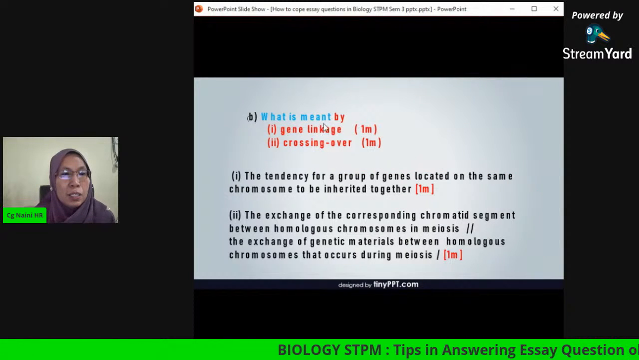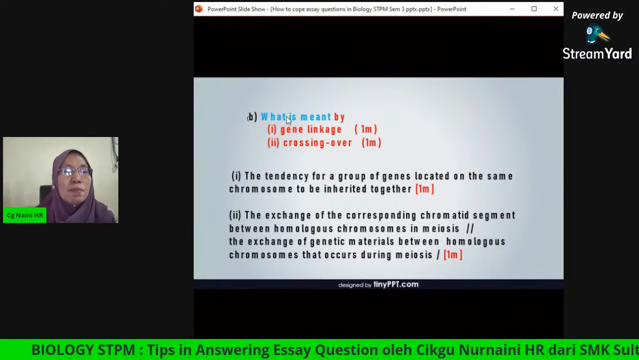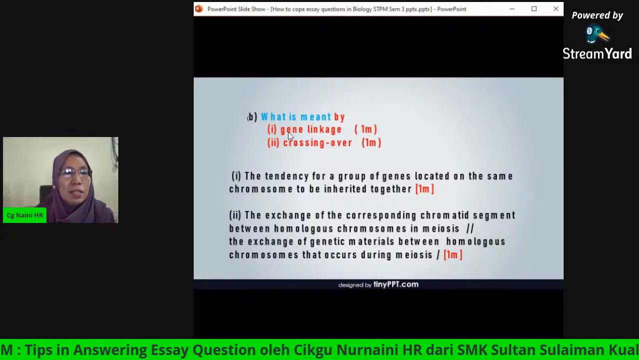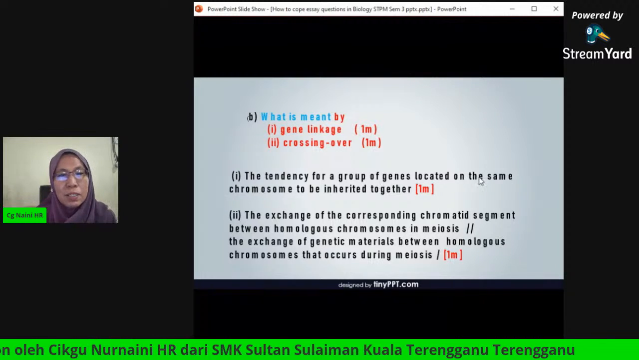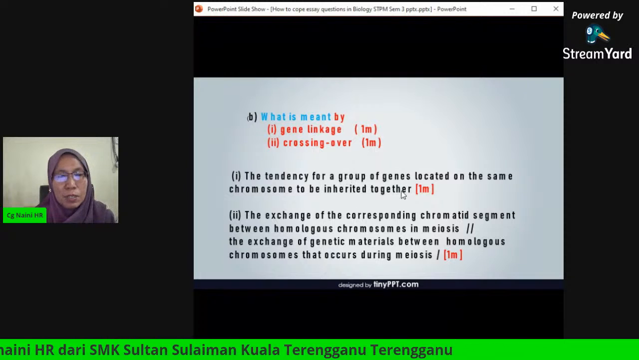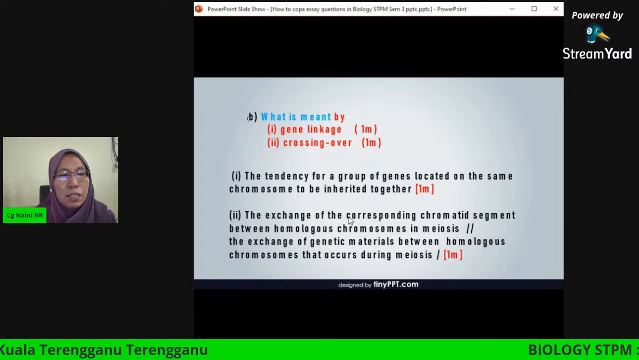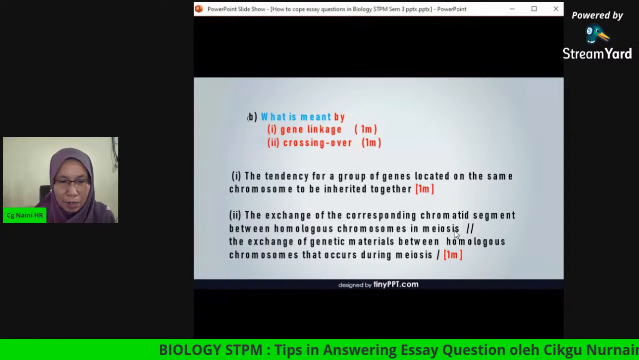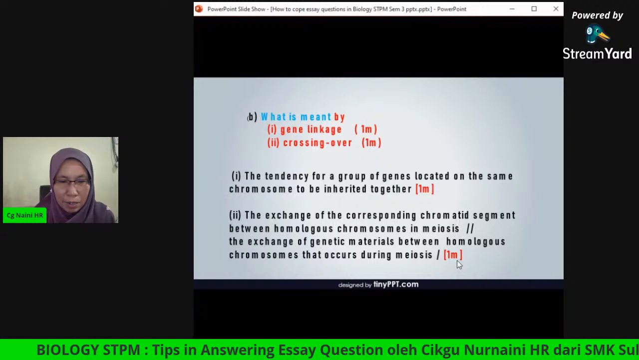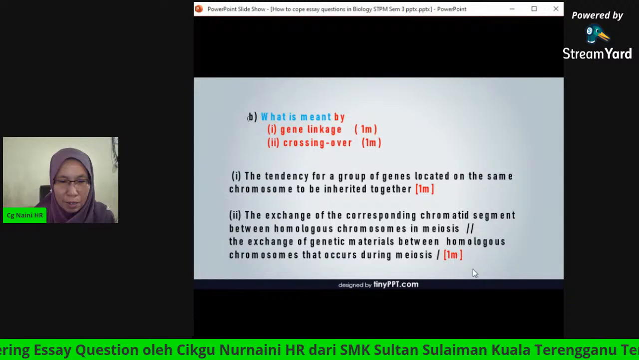Another question I continue with. State means you give a definition. Definition for gene linkage: the tendency of genes located on the same chromosome to be inherited together, 1 mark. Crossing over: the exchange of corresponding chromatid segments between homologous chromosomes in meiosis. So you get 1 mark for each definition.